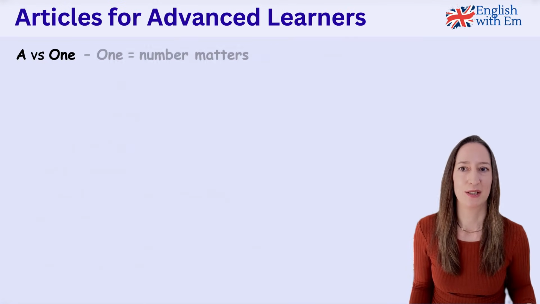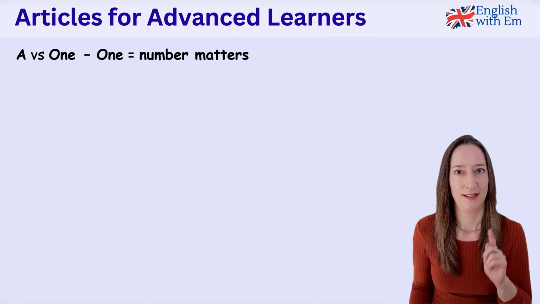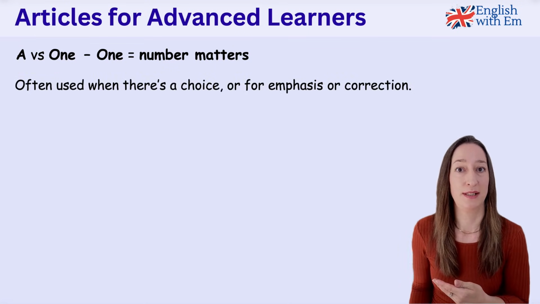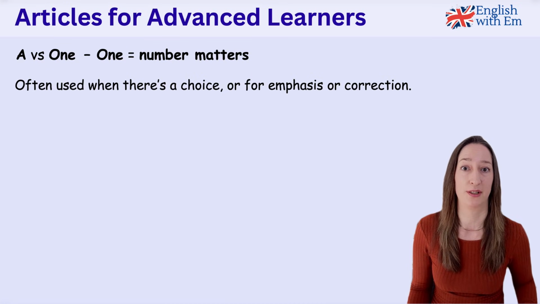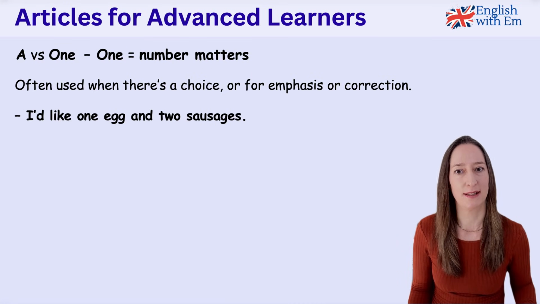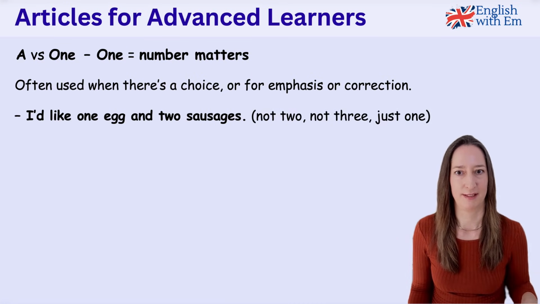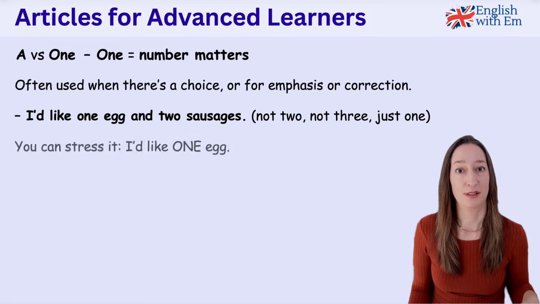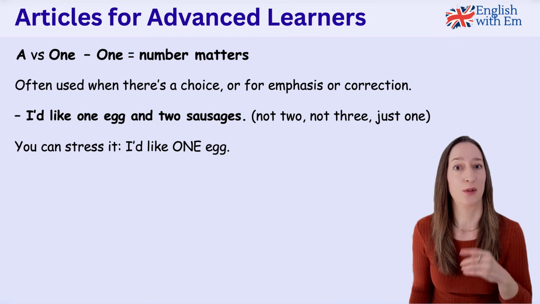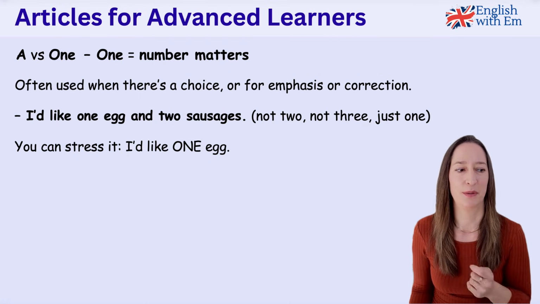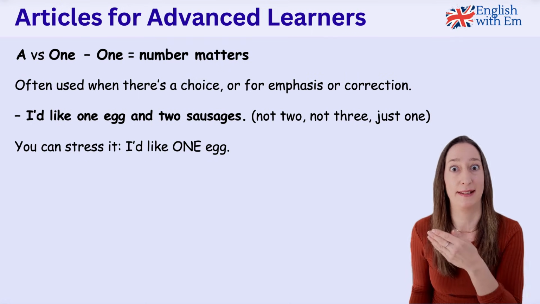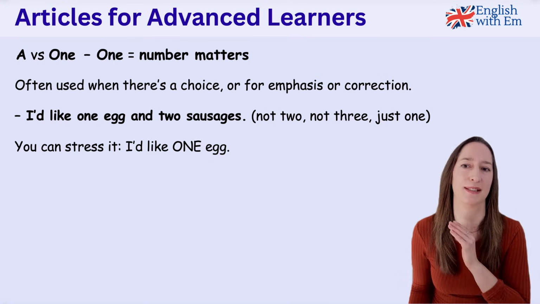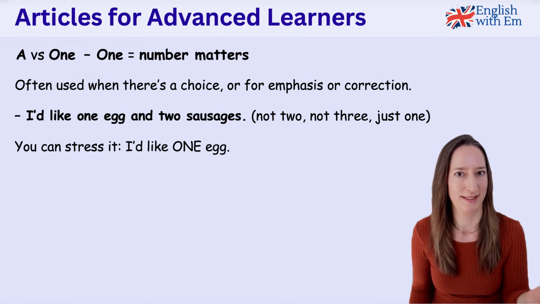Let's compare this with when we use one. The number matters. It's often used when there's a choice or for emphasis or correction. I'd like 1 egg and 2 sausages. So not 2 eggs, not 3, just 1. You can stress it. You can say, I'd like 1 egg, whereas you probably wouldn't say, I'd like an egg. Okay, so that's a simple way that you can tell whether you should use a, an, or 1.